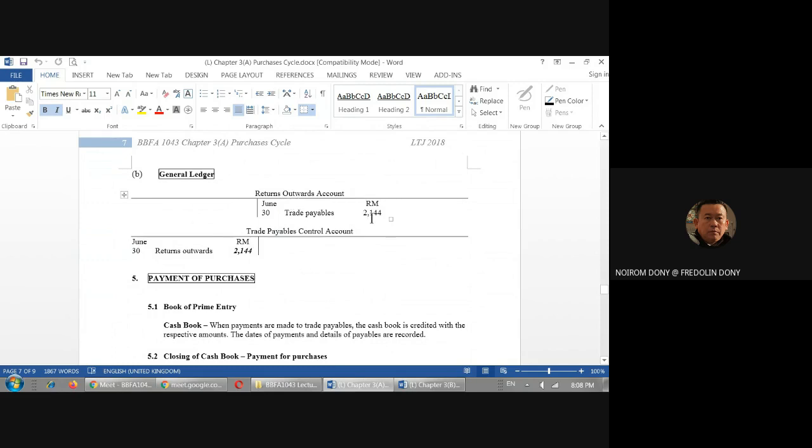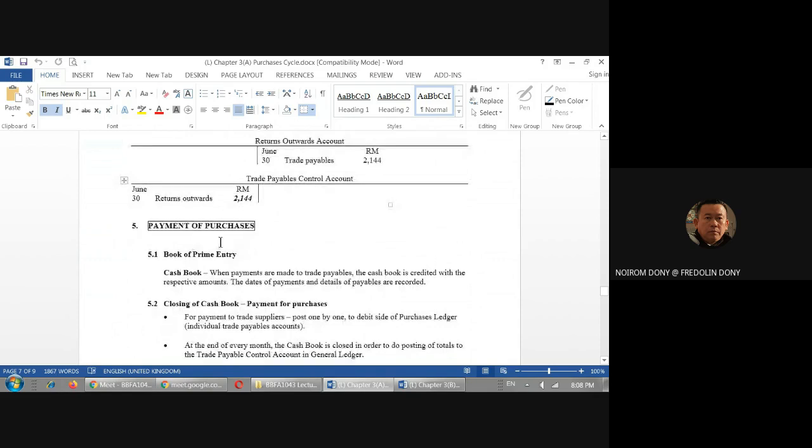So after you understand, now you memorize it so that the process when you do the posting will be much faster. So if you are confident, you can understand why return outward is credited. So just remember, if this is credit, I'm sure about it, so the corresponding account must be debit.